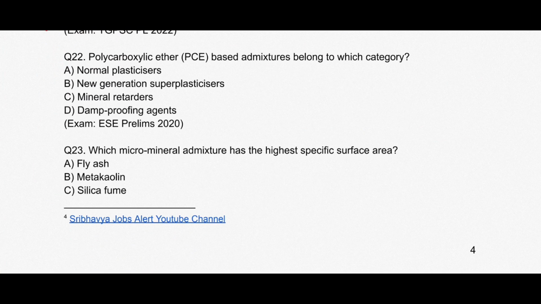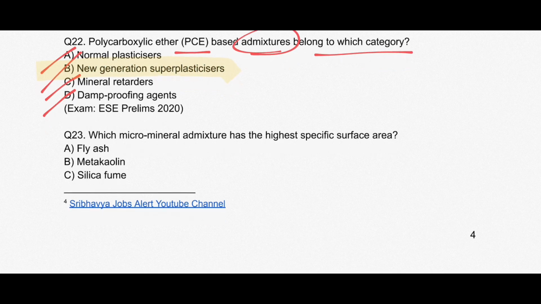22nd question. Polycarboxylic ether PCE based admixtures belong to which category? Option A, normal plasticizers; option B, new generation super plasticizers; option C, mineral retarders; and option D are damp proofing agents. So the answer is option B, that is new generation super plasticizers అనమాట. ఈ పాలీకార్బాక్సిలిక్ ఈథర్స్ ఏవైతే ఉన్నాయో అవన్నీ కూడా న్యూ జనరేషన్ సూపర్ ప్లాస్టిసైజర్స్ అంటారు వాటిని.